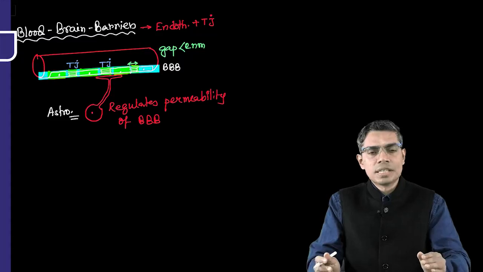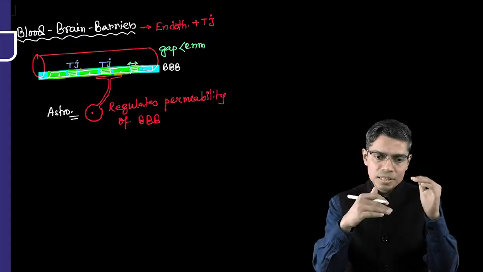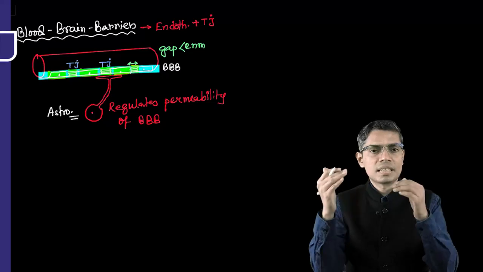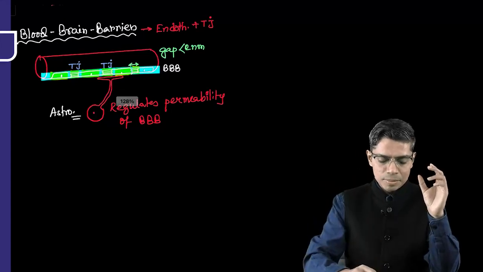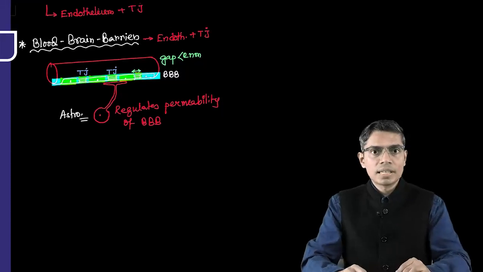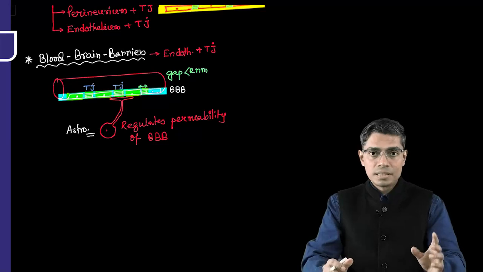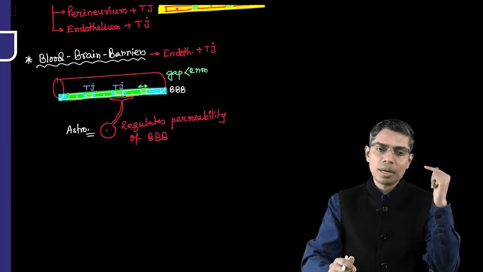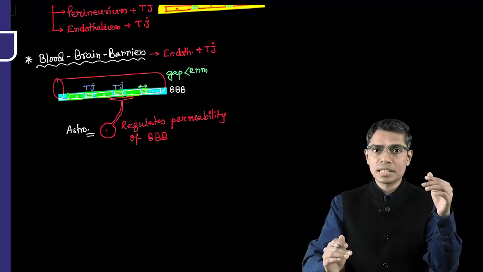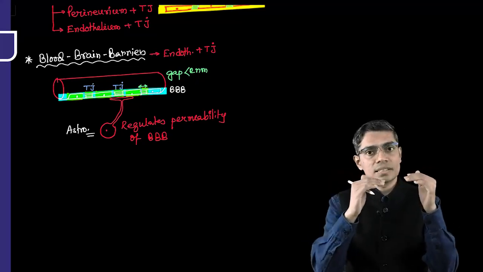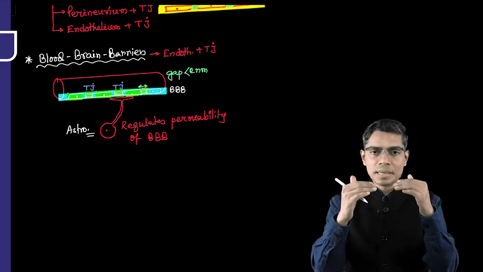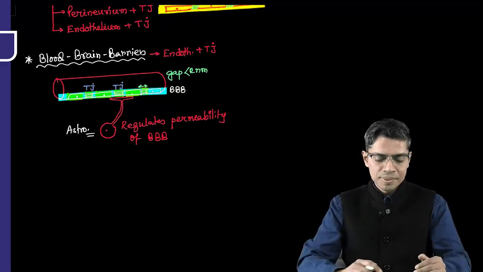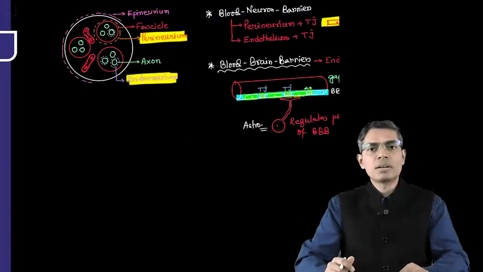But what the astrocyte is doing is regulating the permeability, meaning which substances will pass through and which will not. That is determined by astrocyte by secreting certain factors. So this is the similarity between the blood neuron barrier and blood brain barrier. We can find that everywhere tight junction is present, similar to the blood testis barrier. Whenever we see reproductive physiology, the blood testis barrier is also formed by Sertoli cells along with tight junction. So tight junction is essential for forming a barrier like the blood brain barrier, blood neuron barrier or blood testis barrier, right?